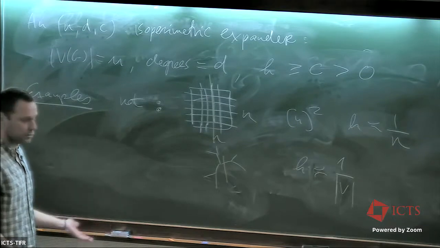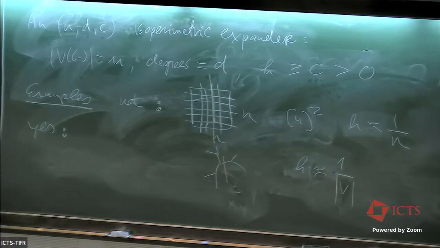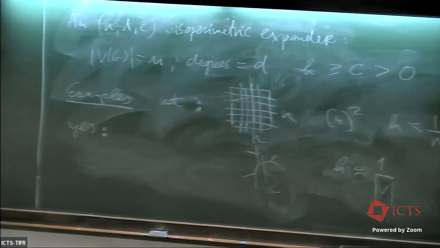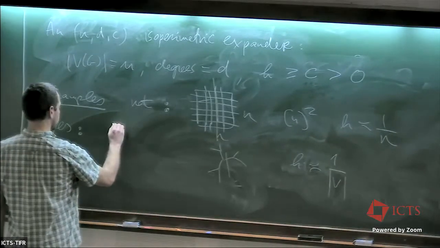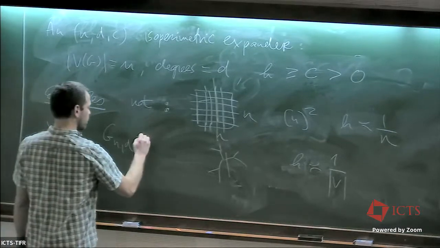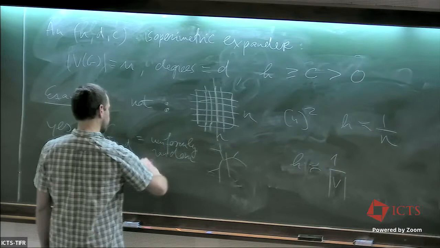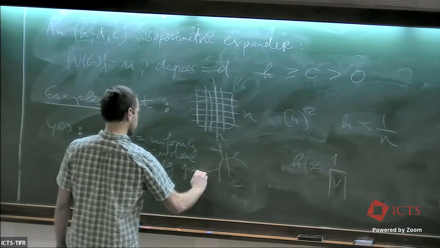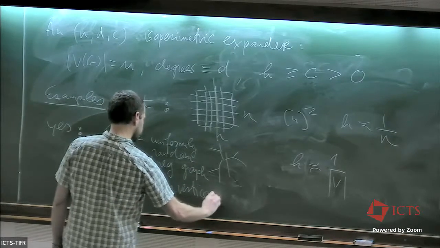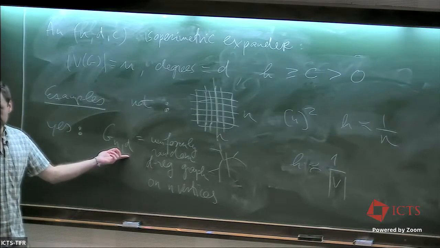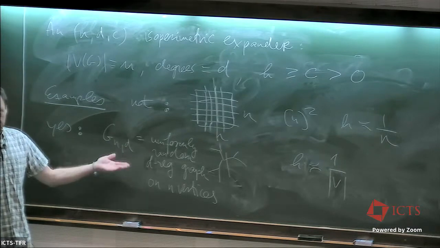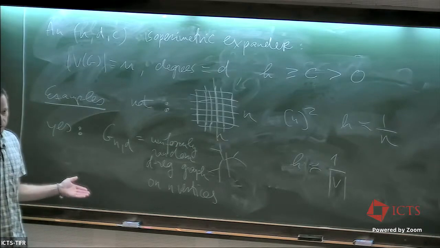So what is a good example? It's unclear at first sight how to make examples. The first examples were that random graphs are good expanders. So usually it's G(n,d), the uniformly random d-regular graph on n vertices. Let's assume that n times d is even, so that you actually have d-regular graphs on n vertices. List all of them, pick uniformly at random one of them. That's G(n,d).